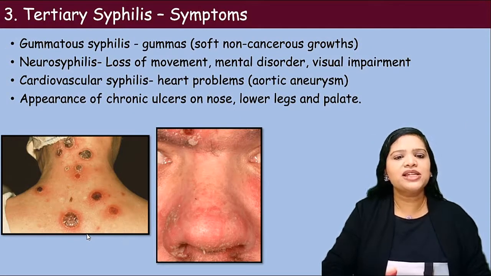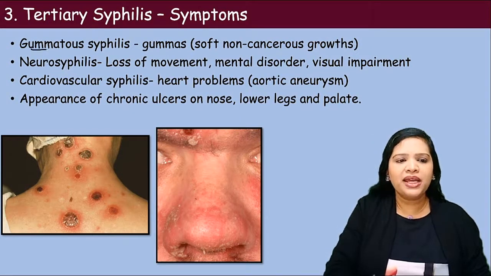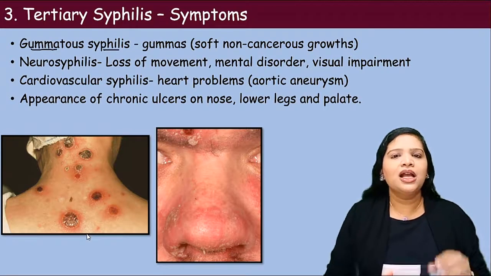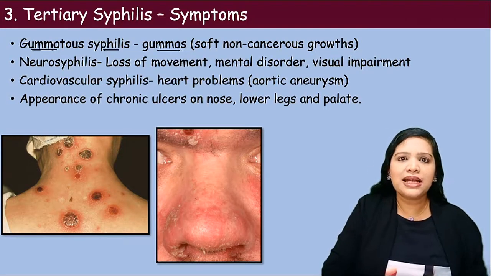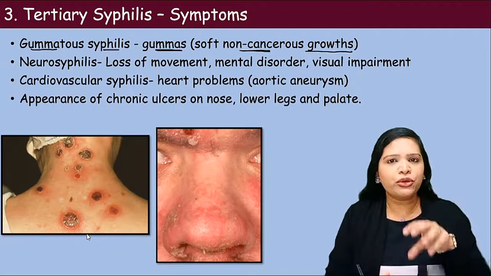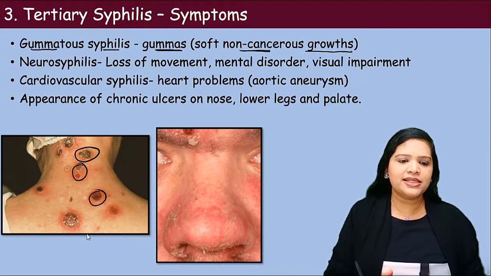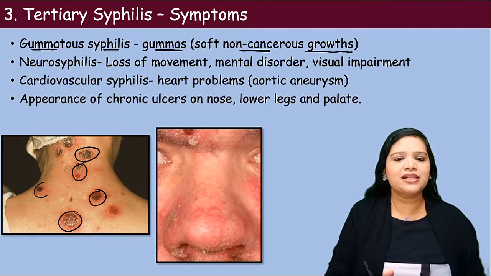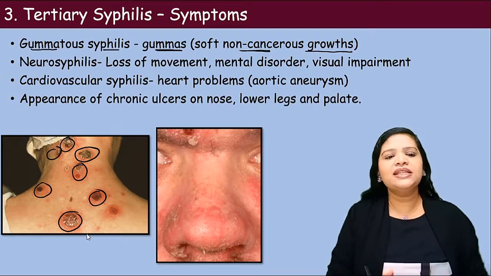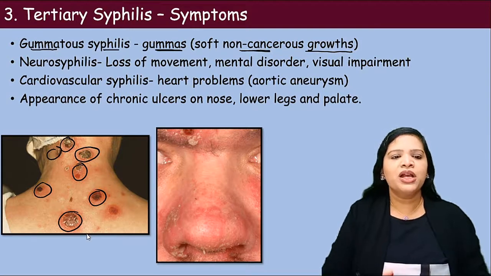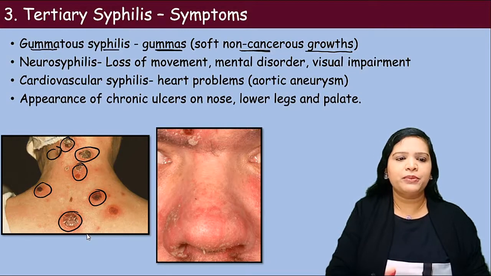Tertiary syphilis symptoms. Gummatous syphilis means something called gummas develop. Gummas are soft, non-cancerous growths. There is some growth on the skin. See here, these things are non-cancerous growths. These are called gummas. This will appear in some people.